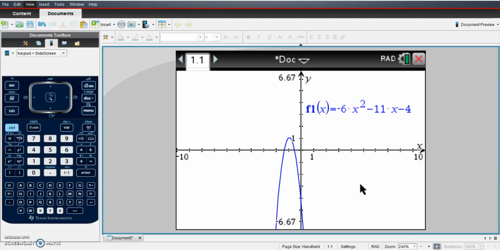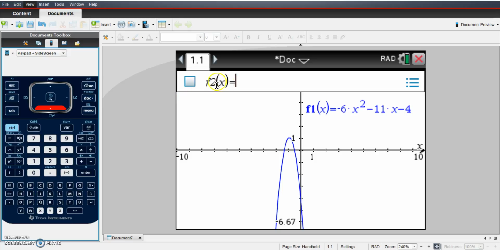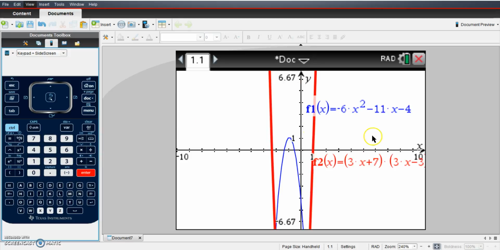So now all I have to do is plug in these factored forms, and all we're going to be looking for is to see if they line up perfectly with this blue function here. So hitting tab and going down to f2 of x, let's type in that first factored form, which is 3x plus 7. And I'm just typing it in exactly like I see it. 3x minus 3. Close off this parentheses. And now that I have this typed in, let's just hit enter. As you can see, it did not line up with our previous function, so we know that the first answer choice is not correct.